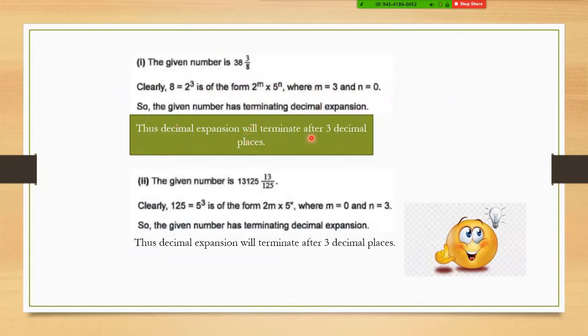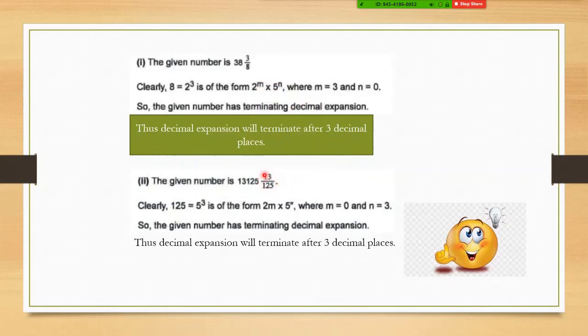The decimal expansion will terminate after 3 decimal places. You have to see the largest of these powers, 3 and 0. Here the power is 3, here the power is 0. So yes, it will terminate after 3 decimal places. If you divide 3 upon 8, you will get 0.375, 3 places of decimals, and it will stop. Okay with that? So that's how we do these sums. Next, 13 upon 125.